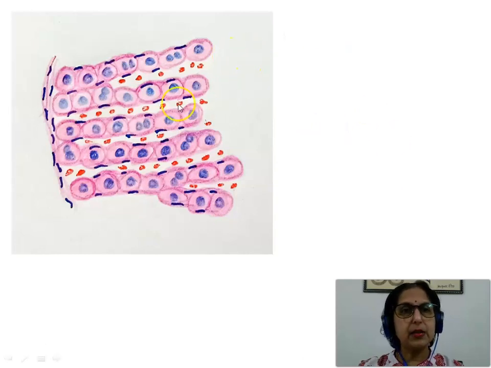Again here a diagram showing us the hepatocytes, polygonal cells with a spherical nucleus in the center. Some cells also showing 2 nuclei. And what we see here is how these hepatocytes are arranged as cords or plates. And in between these cords or plates, we see the sinusoids.